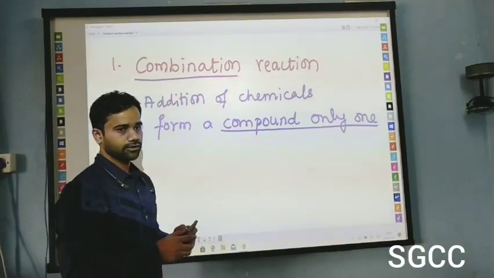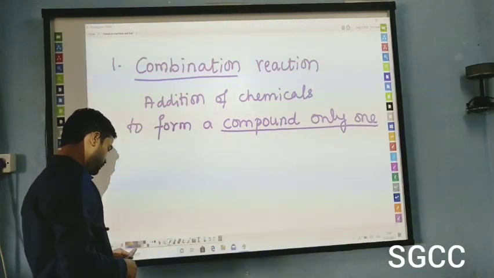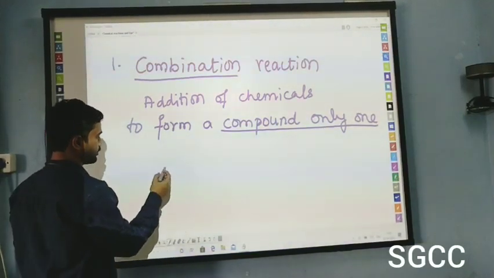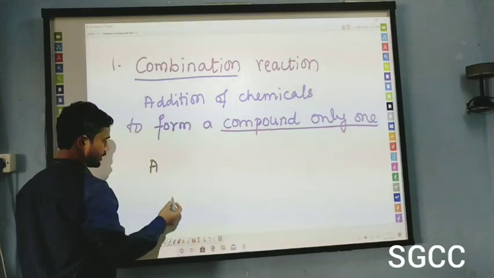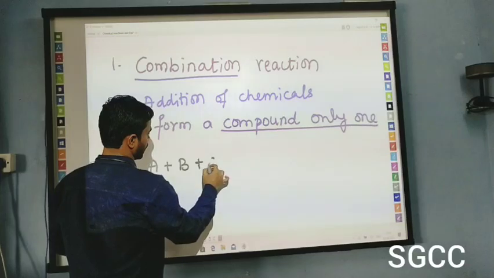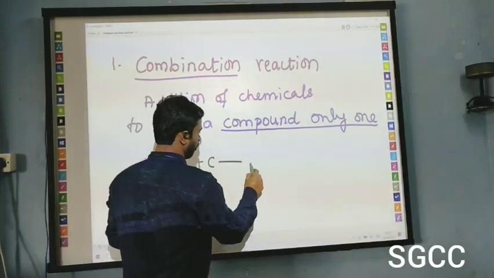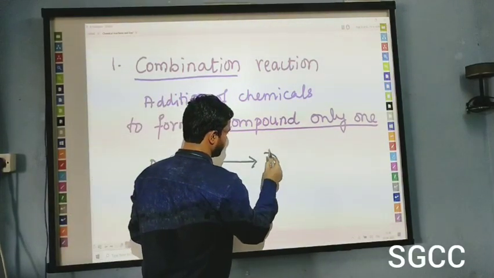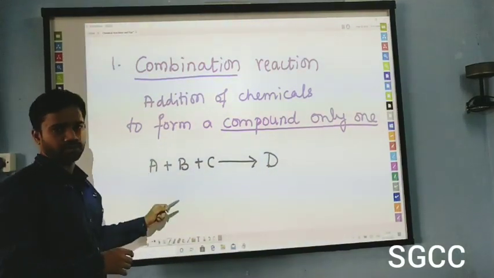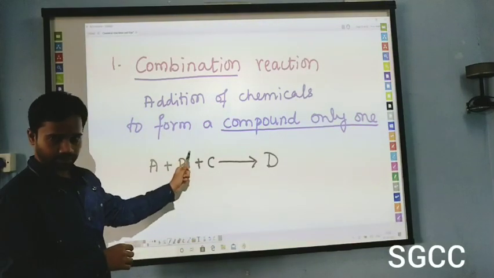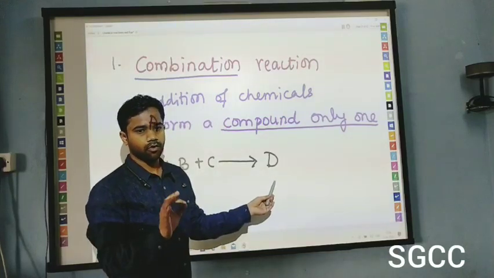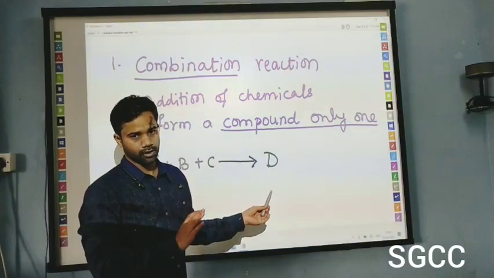In this combination reaction, we have reacting substances to form a product. Let's take an example: A is a reactant, next is a reactant B, and they are going to react with C to form a product called D. In this type of reaction, any number of reactants combine together to form a single product, and we call them a combination reaction.